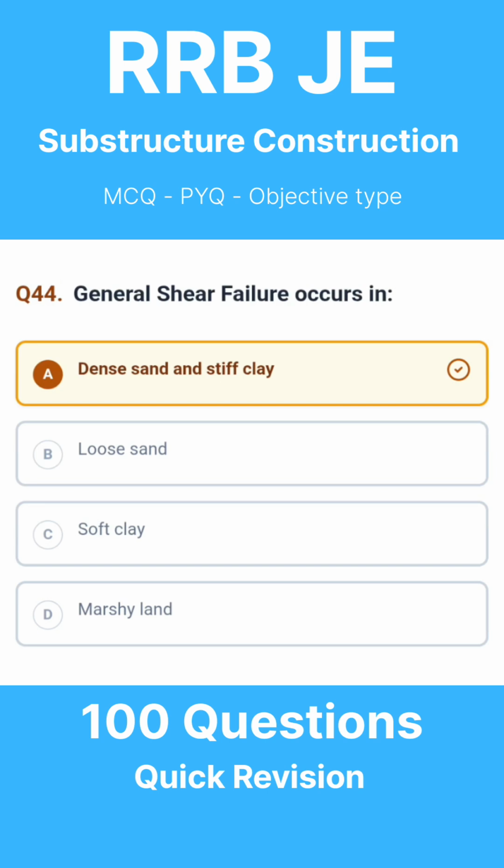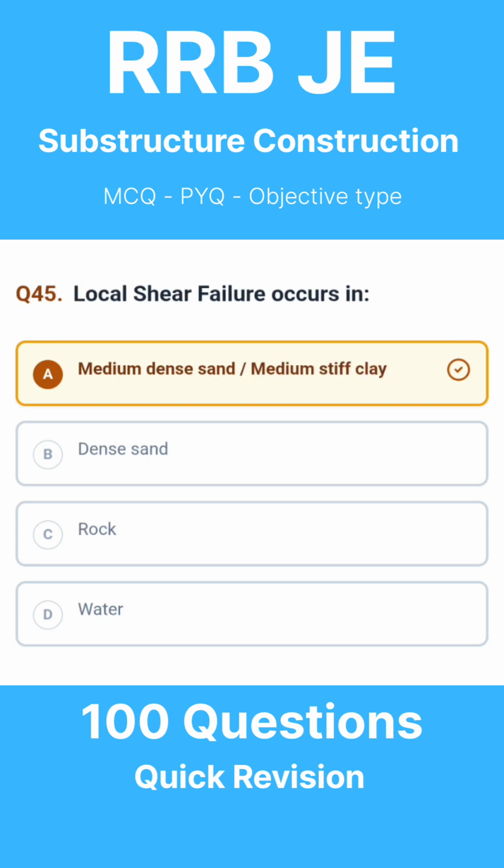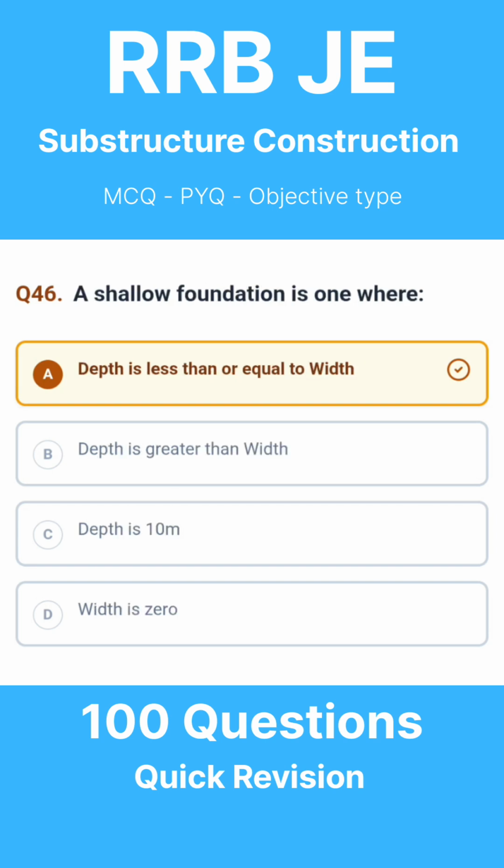Question 44. General shear failure occurs in. The correct answer is dense sand and stiff clay. Question 45. Local shear failure occurs in. The correct answer is medium dense sand/medium stiff clay. Question 46. A shallow foundation is one where. The correct answer is depth is less than or equal to width.